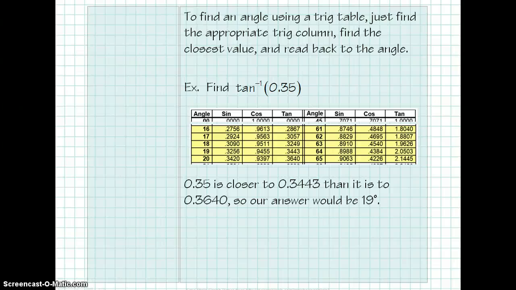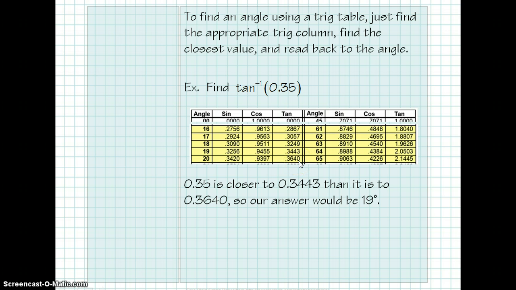Okay, so using the trig table, it's pretty straightforward. The only tricky part becomes if you have to decide which one you want to use. For example, let's say I want to find the angle whose tangent is 0.35. Well, I scroll down my tangent column until I get to this one. Now, I don't have exactly 0.35 because again, these are approximations. But I can choose between 0.3443 and 0.3640.